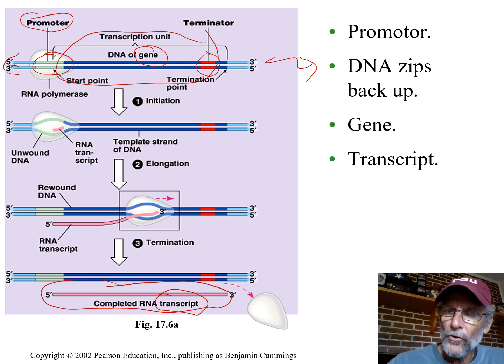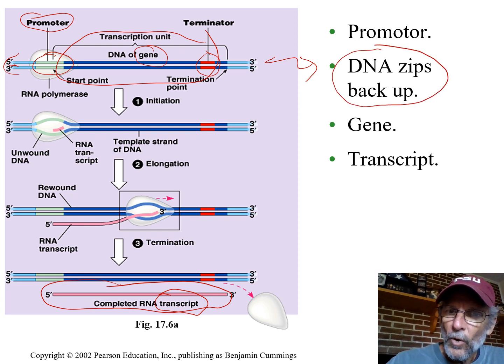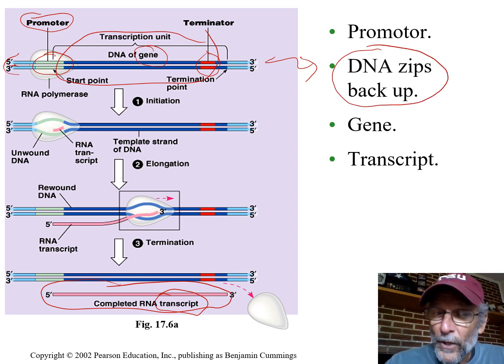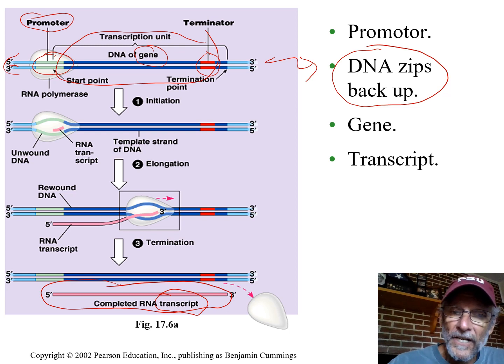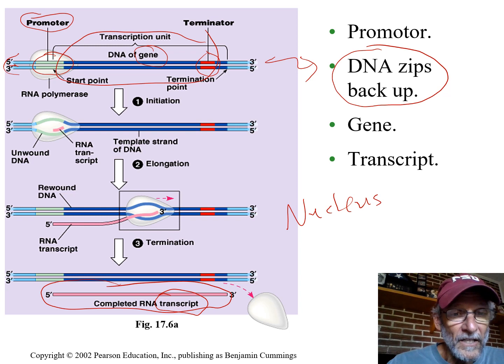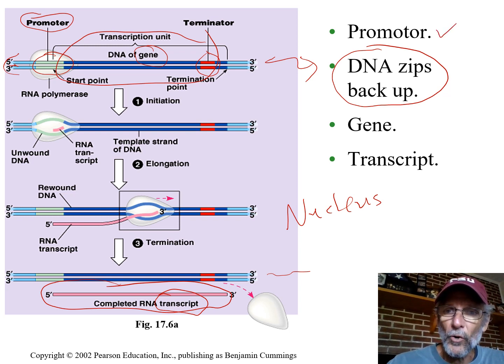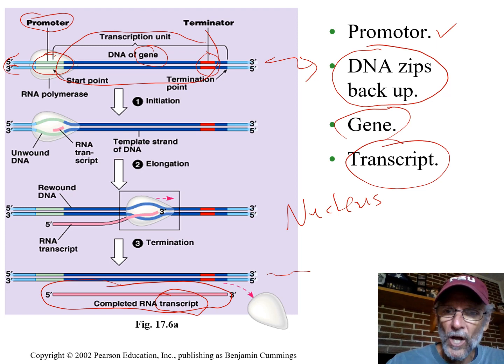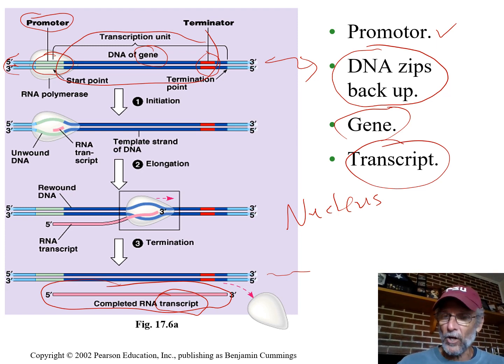So note here the differences with replication compared to this, because there's a lot of similarities. It's in the nucleus, right? Unless you're a prokaryotic cell, then it's just happening in your little body, right? It's in the nucleus. DNA unzips, but here DNA zips back up and we're done, and it's no different than it was when we started. It starts at a place called the promoter. This unit we call the gene, and the product here is that RNA that we can also refer to with the word transcript.